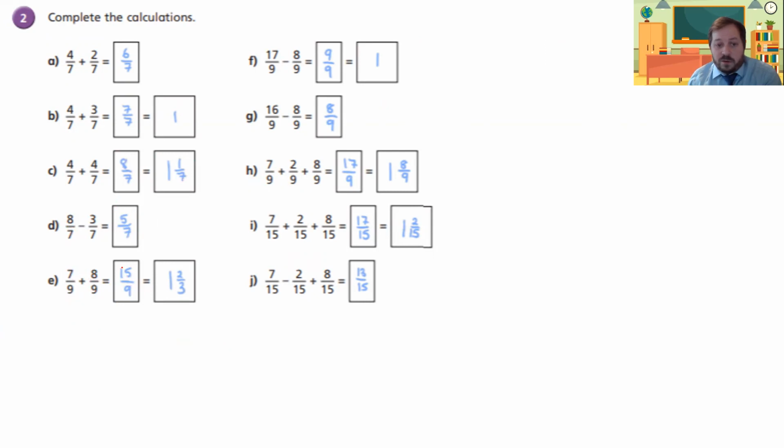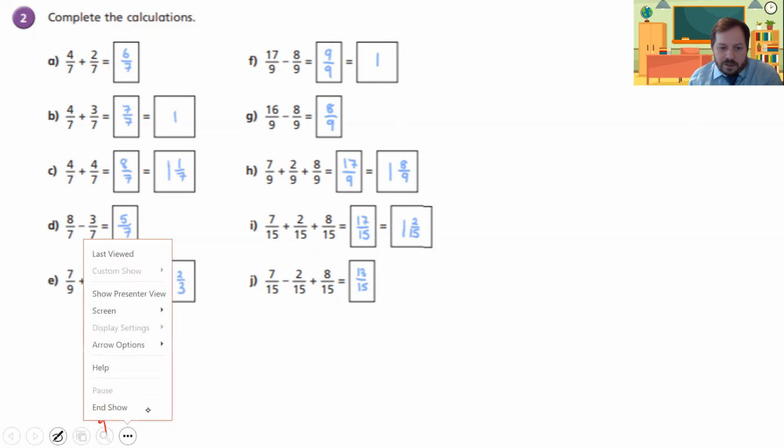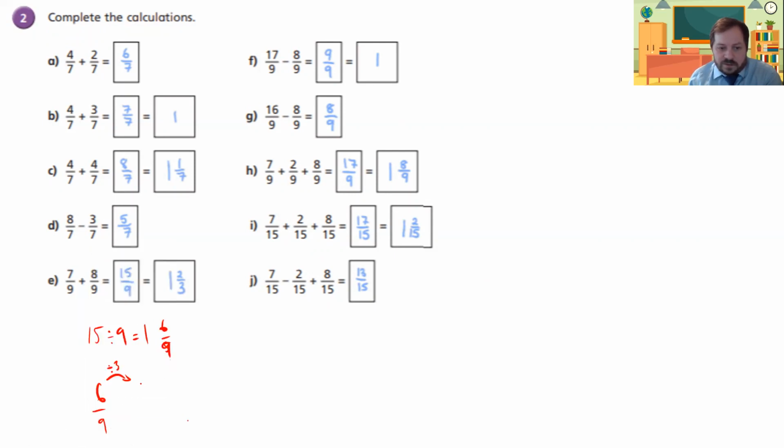I can take one group of 9 out, so I'll show you where this comes from. Here's 15 divided by 9. I can take 1 out and be left with 6 ninths. Now 6 ninths, both of these two numbers are divisible by 3. So I will divide both of them by 3. 6 divided by 3 is 2, and 9 divided by 3 is 3. And therefore you have 2/3, which is where the 2/3 comes from for the 6/9.